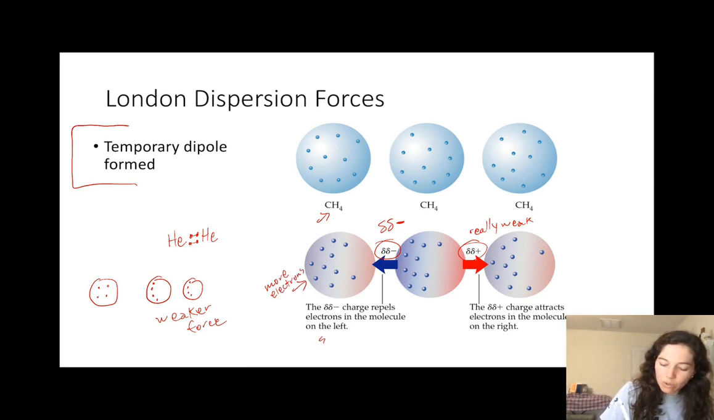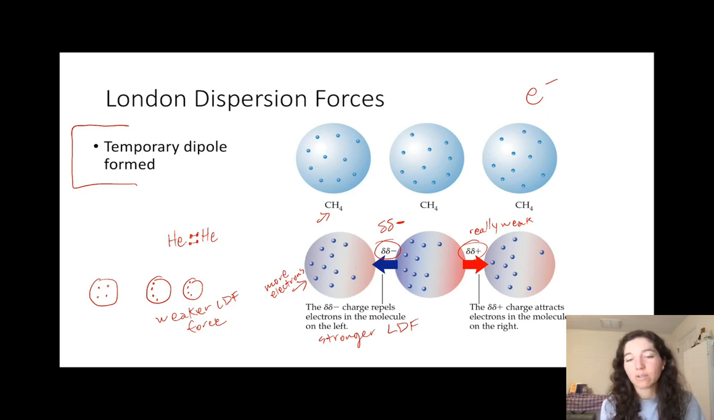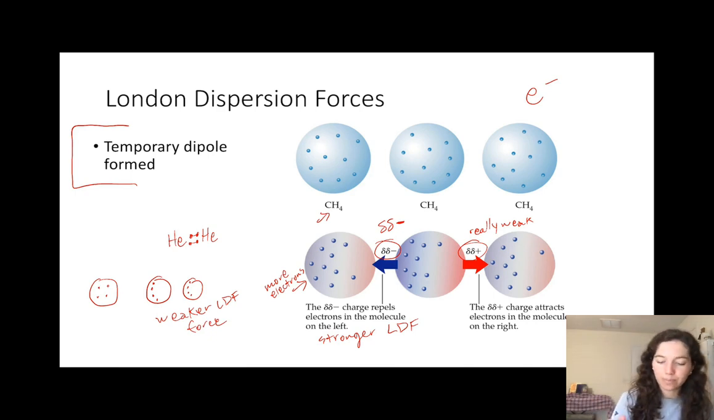So this would be a stronger London dispersion force, and this would be a weaker London dispersion force, just because one has more electrons than the other, or one has fewer electrons than the other. And remember, electrons are negatively charged. So if you have more electrons, you have more negative charges, and therefore more attractive force can occur in between these molecules.